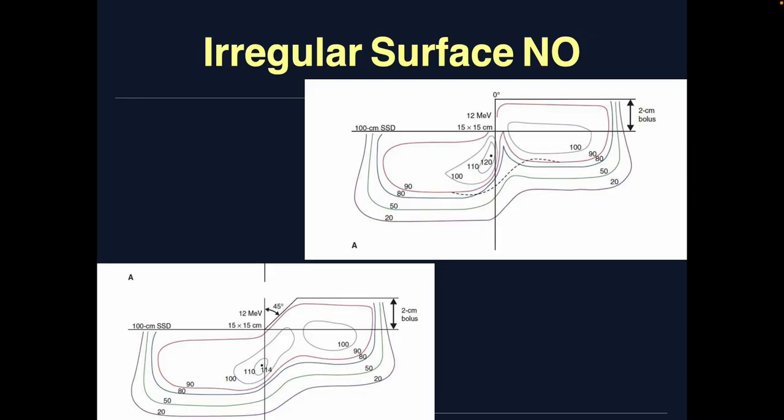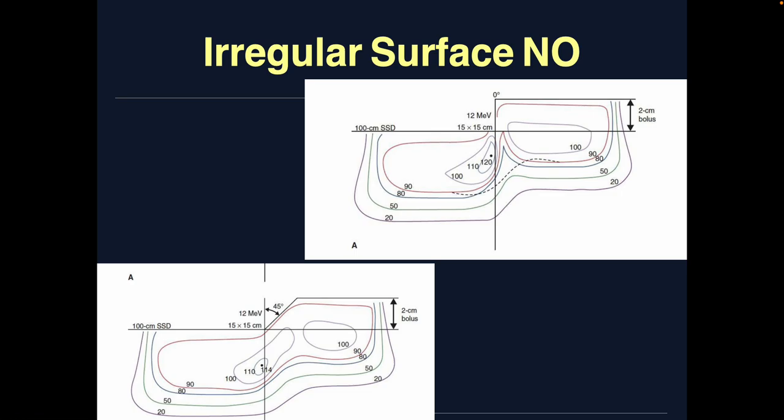Just adding a few points quickly, just to maybe increase the value of this lecture. One is the value of the bolus on irregular surfaces. Electron beam is not happy with any irregular surface. So don't try to treat patients with irregular surfaces. Try to flatten the surface. So if you're talking about an ear, you need to make it flat. I need to add full wax or a bolus material.